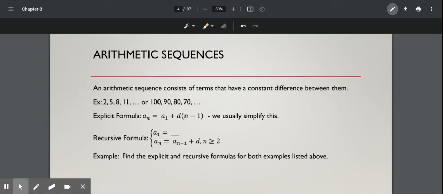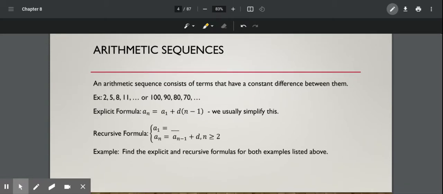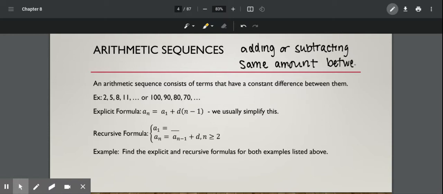All right, so starting with an arithmetic sequence. An arithmetic sequence has a constant difference between each term. So you can think about for an arithmetic sequence that you're adding or subtracting the same amount each time. So the same amount between terms. And they call that the constant difference between terms, which we use the letter D to talk about the constant difference.